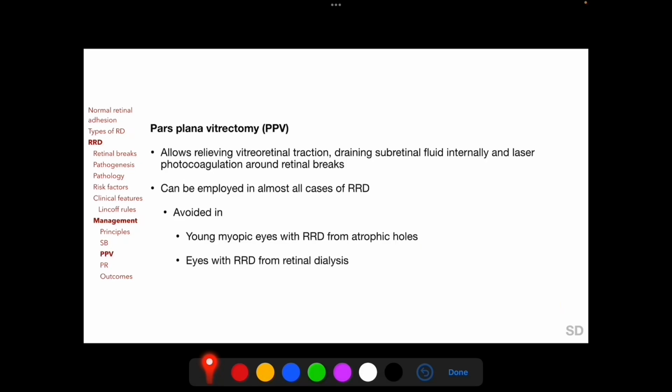Pars plana vitrectomy, or PPV, allows relieving vitreoretinal traction, draining subretinal fluid internally, and laser photocoagulation around retinal breaks. PPV can be employed in almost all cases of RRD, but as we have discussed, should be avoided in situations where vitreous is still attached to the detached retina, as in young myopic eyes with RRD from atrophic holes and eyes with RRD from retinal dialysis.